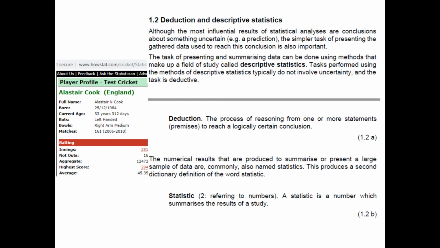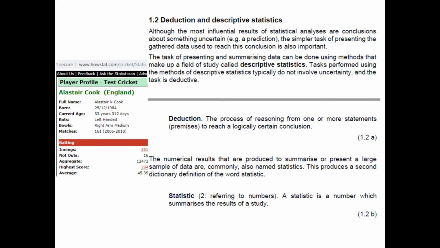Now, if we have some example data, for example, all of the scores which Alistair Cook has ever scored in test matches, and if we know we've collected the data and we know he had 291 innings, of which 16 were not out, and he scored in total 12,000 and something runs, we can calculate a descriptive statistic, which is his batting average, 45.35. And there is no doubt about this conclusion. It is logically certain. I have deduced it from the list of scores which he made in his test matches.